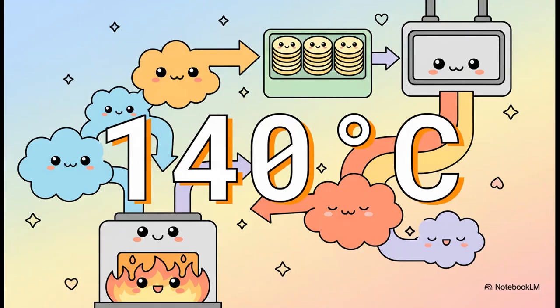But, and this is a big but, you can't just keep cooling the flue gas forever. There's a hard limit. 140 degrees Celsius is what's known as the acid dew point. If you let the gas temperature drop below that, the sulfur in the gas mixes with water vapor and forms sulfuric acid, and that stuff is incredibly corrosive. It will literally eat away at your downstream equipment.